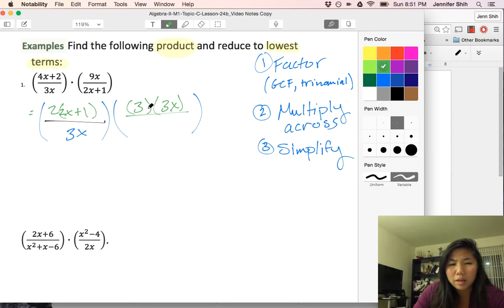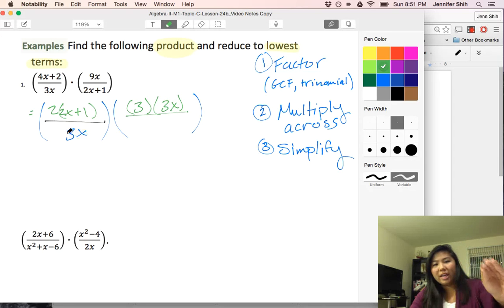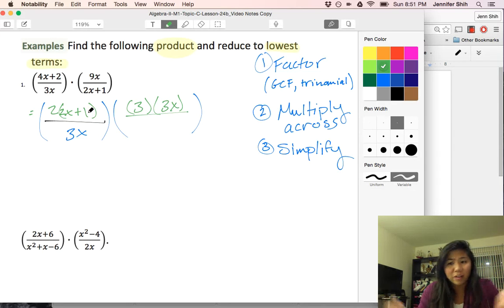And I'm thinking ahead because I see a 3x in my denominator, and it doesn't hurt if I factor it, and it doesn't need to be crossed out, then it just kind of gets put back together. So I'm just playing it safe and factoring out a 3 and a 3x. And then in my denominator, I have left over just a 2x plus 1.